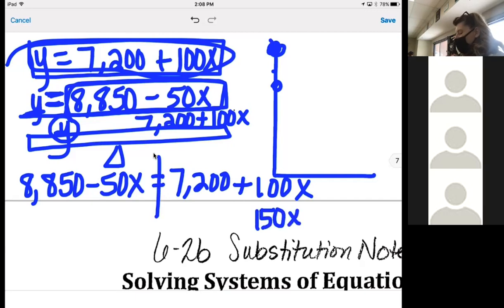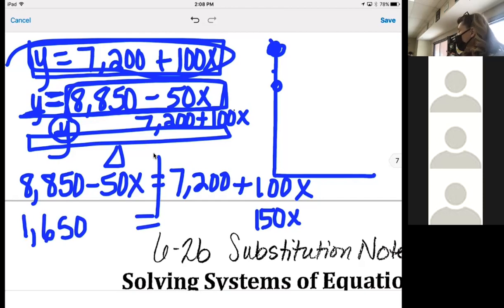We'd subtract 7,200 from both sides, which would give us 1,650 over here. Take 1,650 divided by 150, and that's our answer. And that's our exact answer. That's not the, I think it's in the right location on my graph answer.